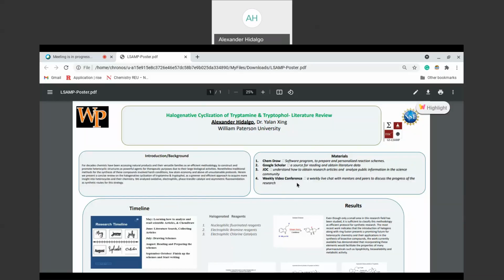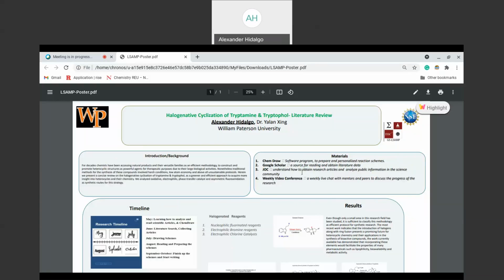The material I utilized for my project was ChemDraw. This software helped me prepare and personalize my reaction schemes. I was able to play around with them, twist them in a way that is understandable for me, but is also understandable for the public. So it's a great source for this kind of work.